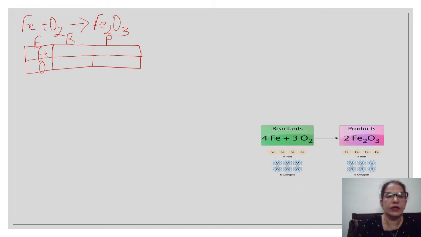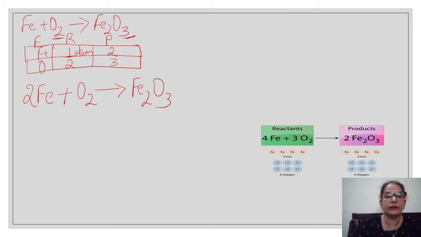Iron on the reactant side we have one atom, and on the product side we have two atoms. Oxygen on the reactant side we have two atoms, and on the product side we have three atoms. So now let us start balancing the iron atoms. Now in order to make this one atom into two, I can add a coefficient. Coefficient is a number which is added in front of the formula. So I make this 2Fe plus O2 gives Fe2O3. I've just added one coefficient, one at a time you can add.